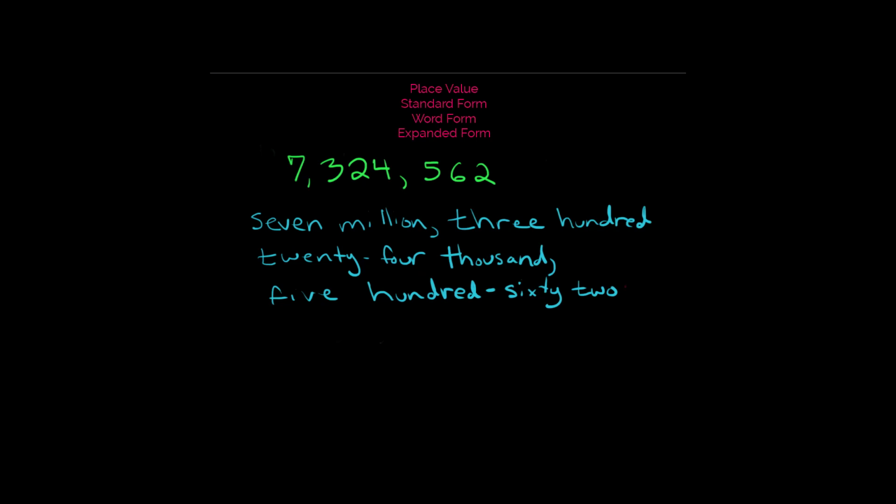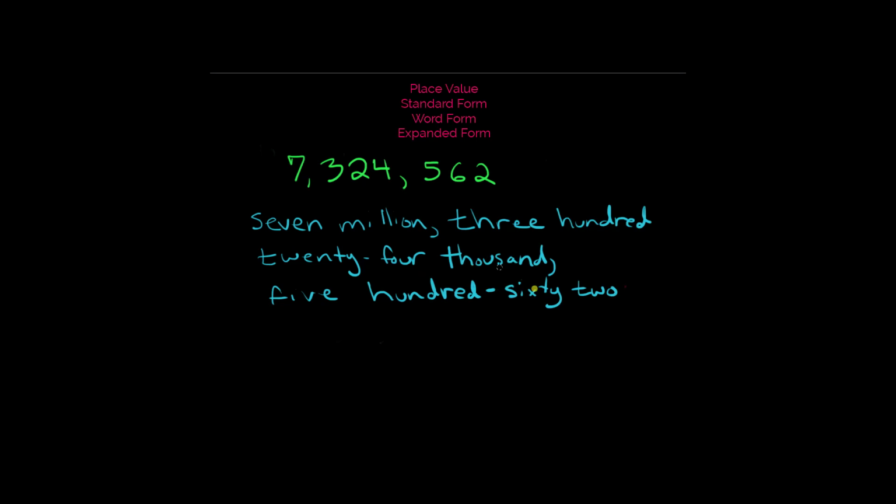If you look at the 7,000,000, the 7 is in the millions place value, so 7,000,000, comma, and then we group the next three together. We'd read that number as 324, so I'm going to write it as 324, and wherever it ends, that's our place value, 1,000. Then we have a comma and then 562. So there it is in word form.